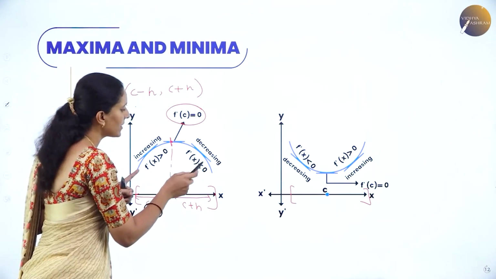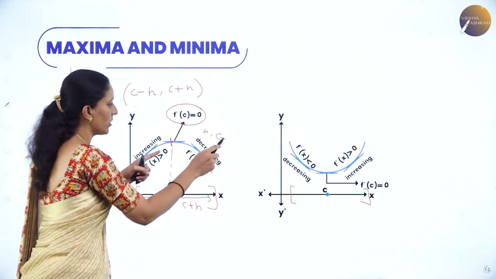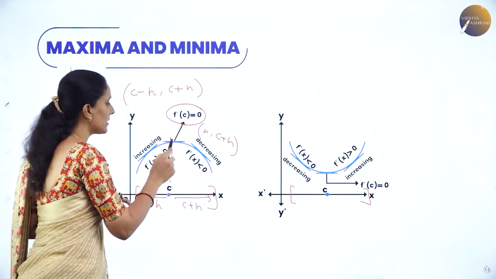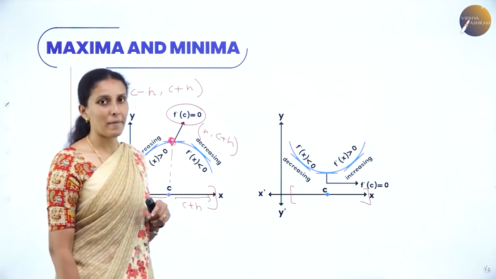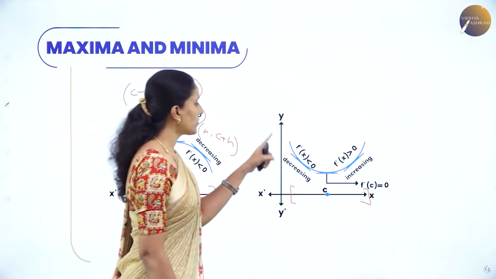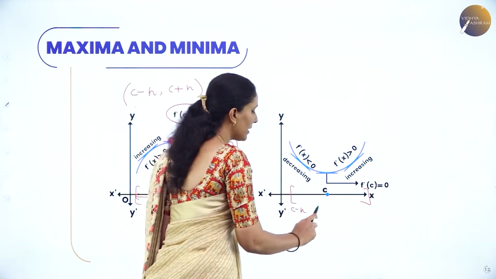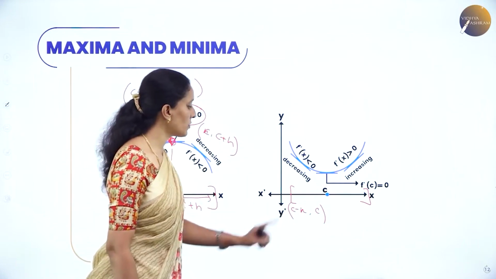And then here you can see the function is decreasing from the interval h comma c plus h. So thus, observing this graph, we can say this is the maximum value or local maximum value. And here also you can clearly say, first from the interval c minus h to c, you have to take here c minus h to c.